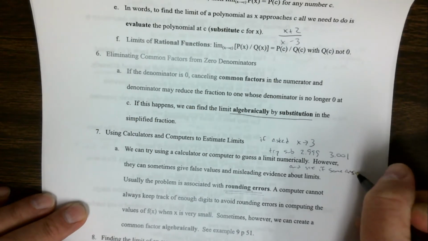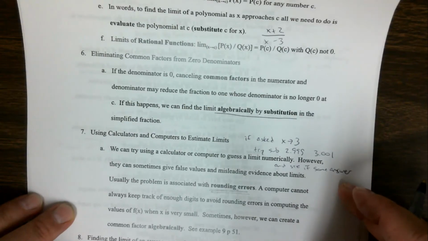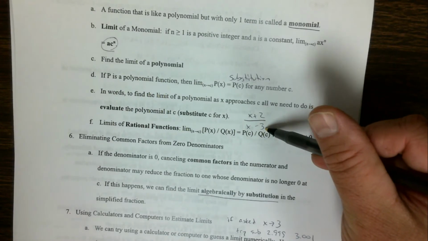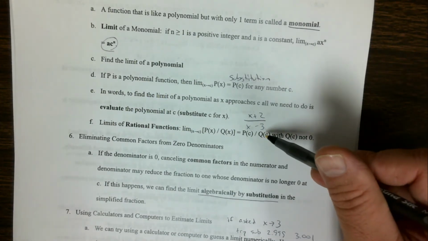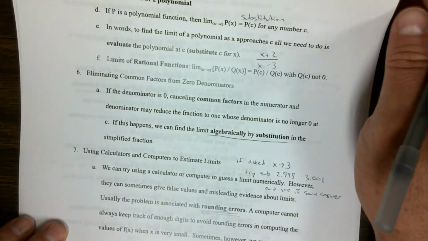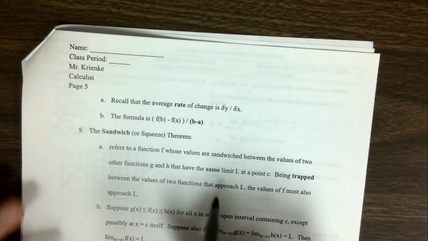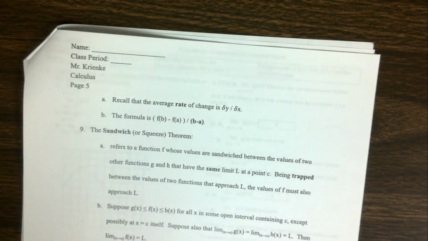So even if it's undefined at 3 itself, this is basically like this problem. It'd be undefined at 3 itself, but the limit would exist because the left and the right would approach the same answer. Then we also have a little bit on finding the average rate of change, which was your change in y over change in x, or f of b minus f of a over b minus a.